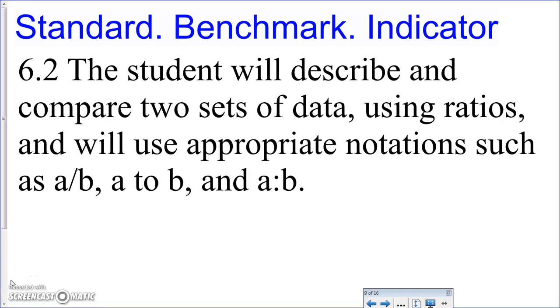Today we will continue looking at ratios. Please copy down the standard benchmark indicator on a clean page in your math notebook. The student will describe and compare two sets of data using ratios and will use appropriate notation such as A to B in word form, and A to B using the colon.